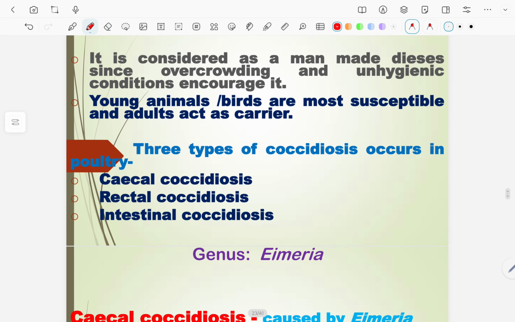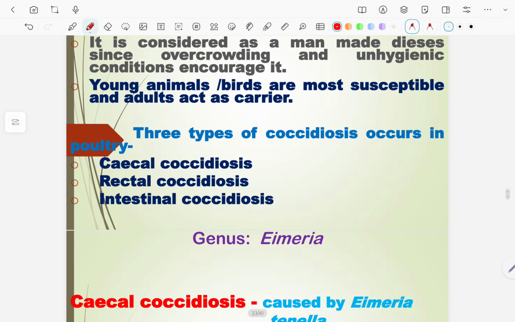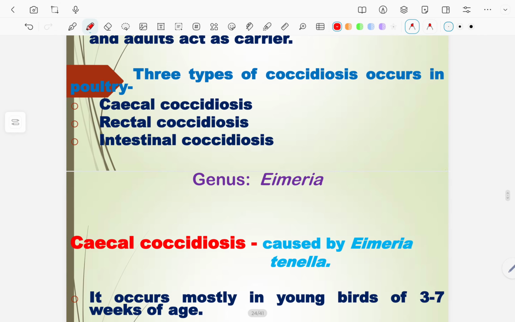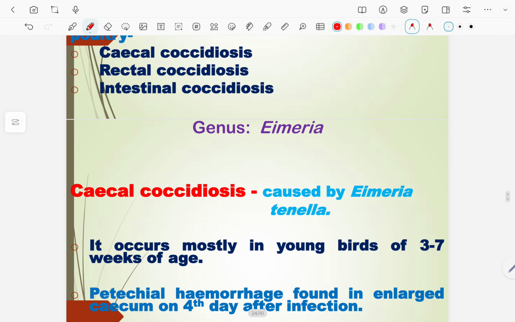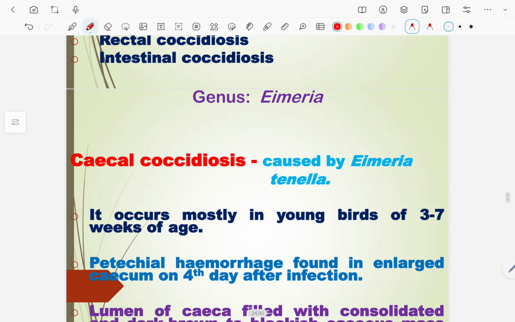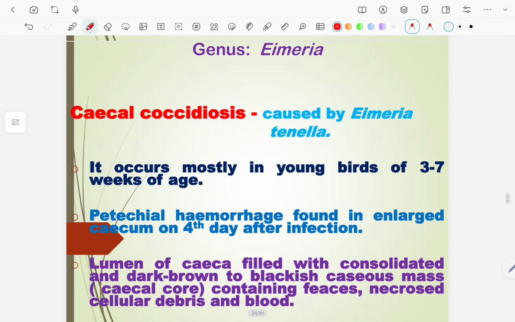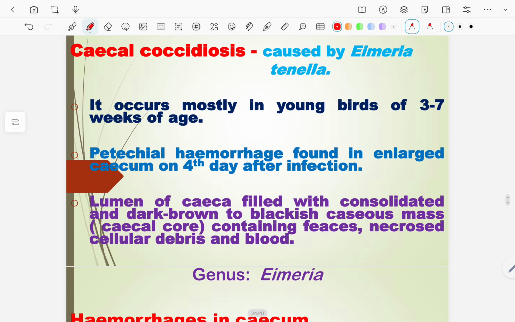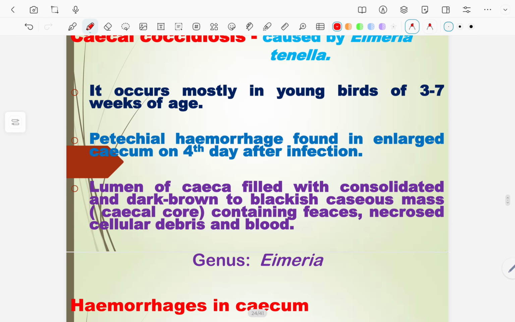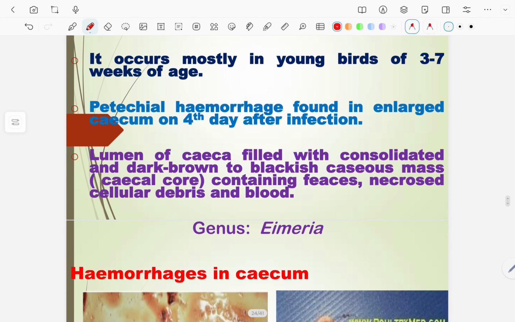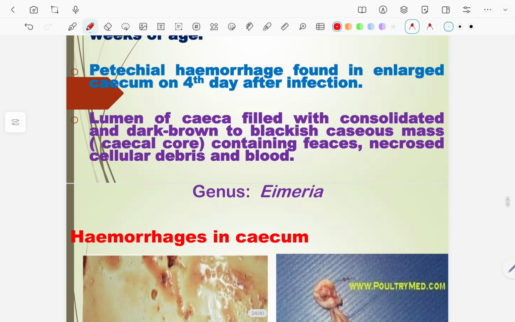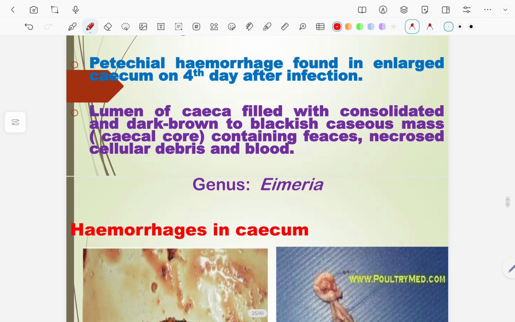Three types of coccidiosis occur in poultry: cecal coccidiosis, rectal coccidiosis, and intestinal coccidiosis. Cecal coccidiosis is caused by Eimeria tenella. It occurs mostly in young birds of 3 to 7 weeks of age. Hemorrhages are found in the enlarged cecum 4 days after infection. The lumen of the ceca is filled with a consolidated, dark brown to blackish caseous mass.